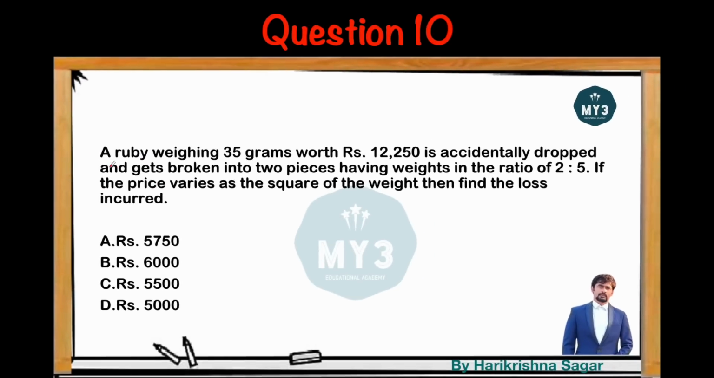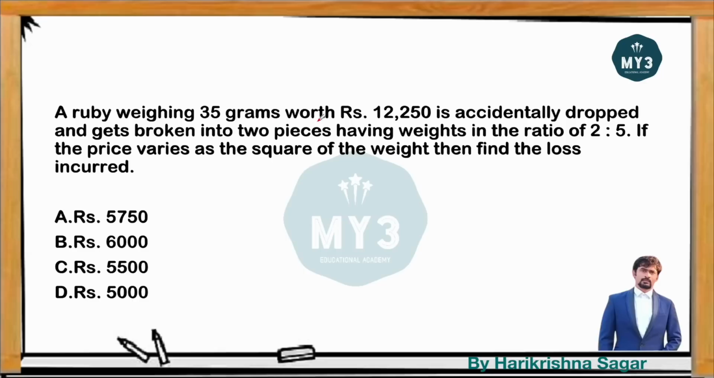If you observe this question, a ruby weighing 35 grams worth 12,500 is accidentally dropped and gets broken into two pieces, having the weights in the ratio of 2:5. If the price varies as the square of the weights, then find the loss occurred.